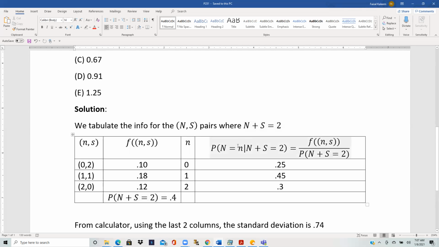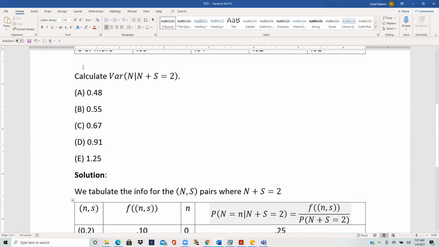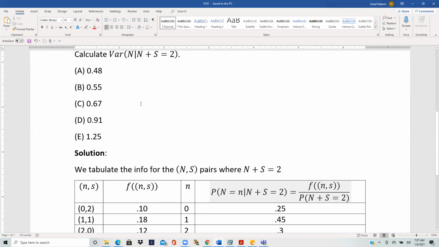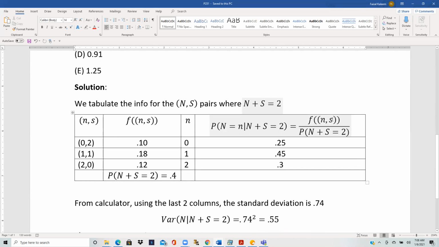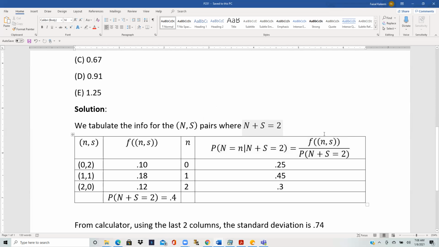And we need the probability N equals n given N plus S equals 2, because that's the variance we need. So that's equal to f of n,s divided by the probability N plus S equals 2. Now, the denominator is easy to understand because we always have the given part in the denominator. Let's understand why the numerator will be f of n,s.